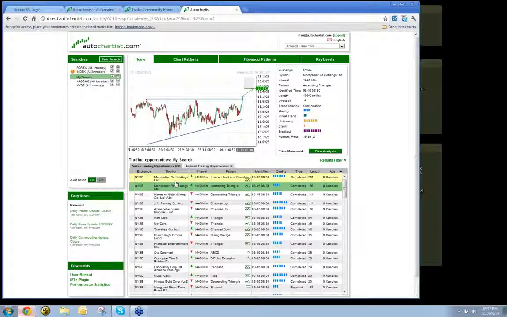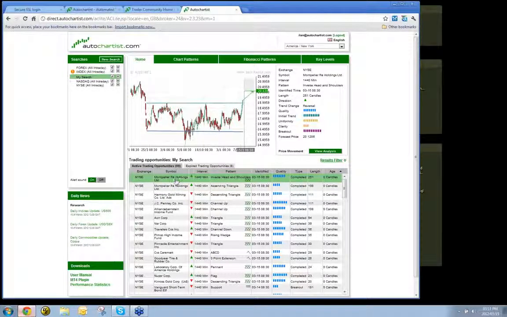Now, let's just have a look at one or two examples. What we have here is an inverse head and shoulders opportunity on Montpellier Holdings, and it is of length 251. Length 251 means that 251 candles have formed this pattern. Very clearly you can see from the green arrow, which means there has been a breakout through a resistance level, that Autochartist believes Montpellier Holdings' forecast level is just over $20.12.